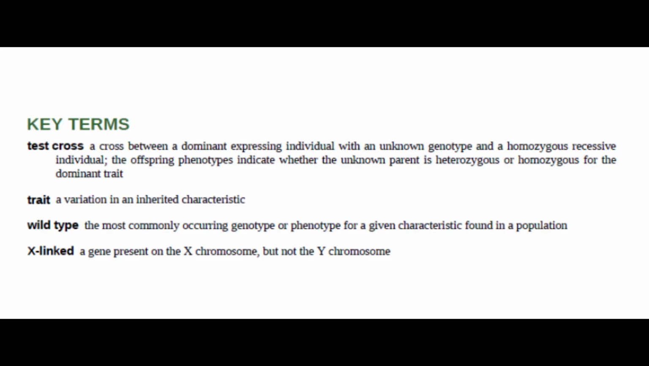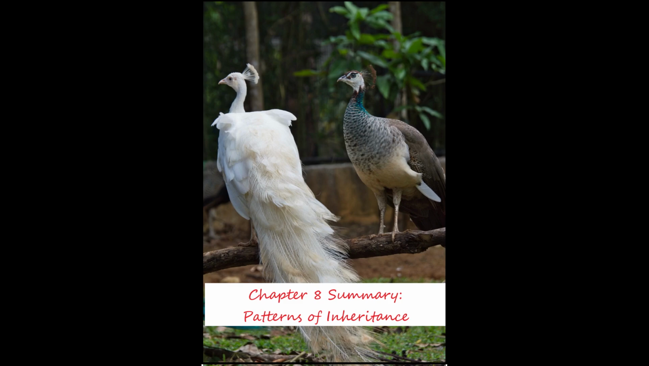Test cross. A cross between a dominant expressing individual with an unknown genotype and a homozygous recessive individual. The offspring phenotypes indicate whether the unknown parent is heterozygous or homozygous for the dominant trait. Trait. A variation in an inherited characteristic. Wild type. The most commonly occurring genotype or phenotype for a given characteristic found in a population. X-linked. A gene present on the X chromosome but not on the Y chromosome. Now on to chapter summary.